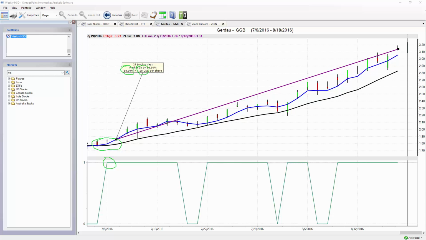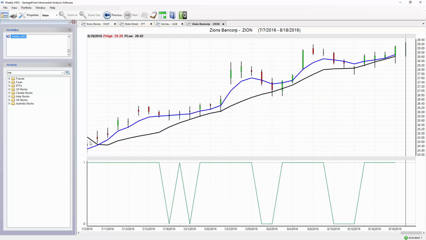And so last opportunity here. Let's go look at Zions Bancorp, another financial company here. And same thing. We got a nice, very clear crossover to the upside here saying, look, blue line over black line, neural index strongly there up at a 1 saying this market is expected to move higher. You want to go ahead and look to take that long position.